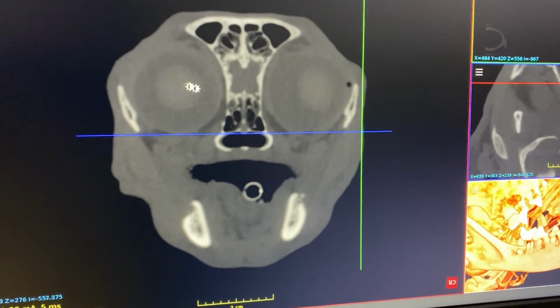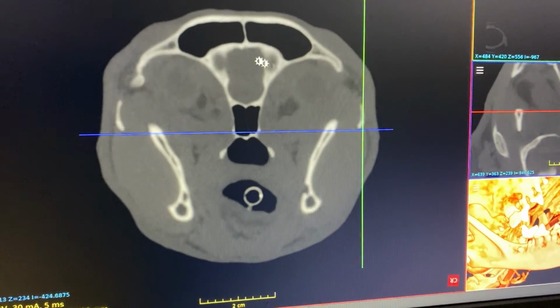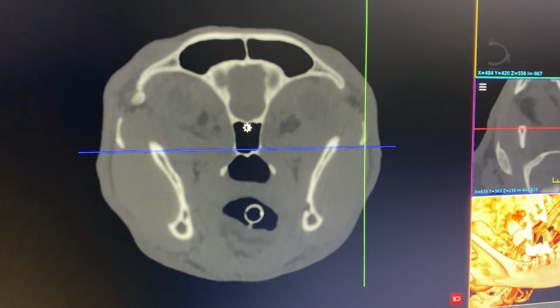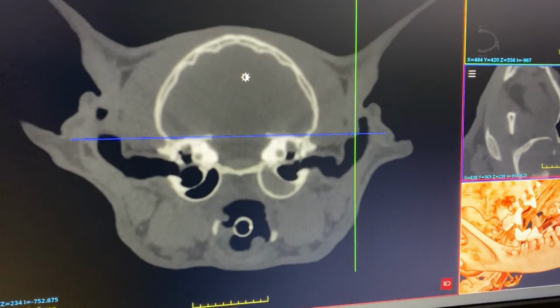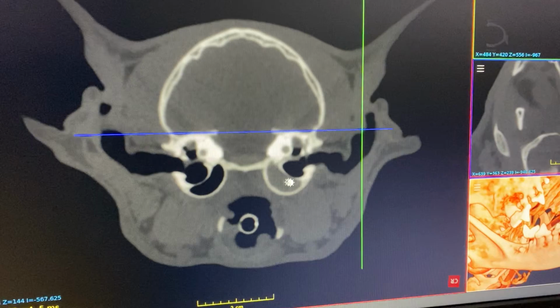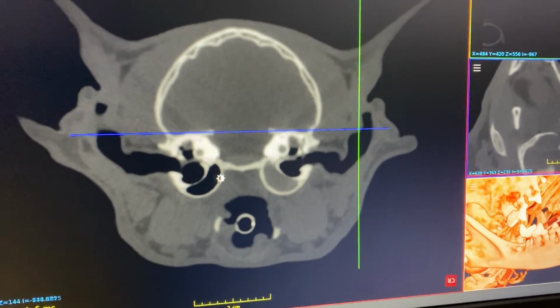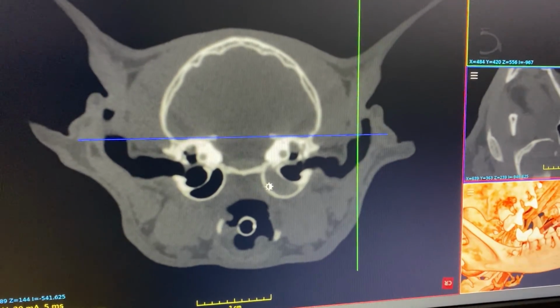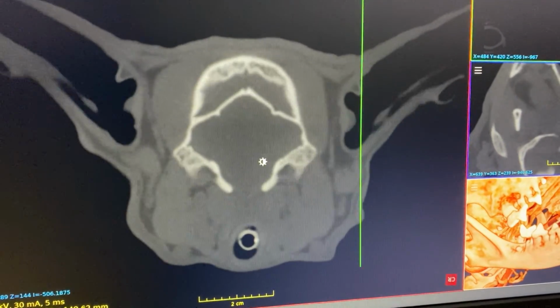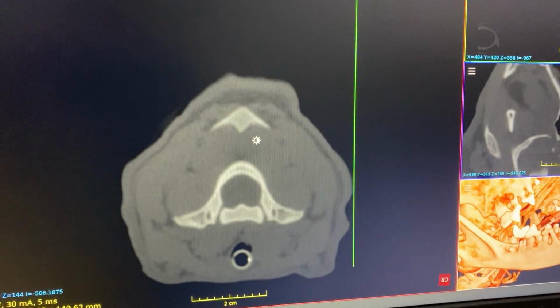And here now there are the eyeballs coming in. So the frontal sinuses are right there. And we're going back. Here are those bulla. You can see here, we have fluid in there. Okay, so showing a middle ear infection. And going back now to the neck and the spine.